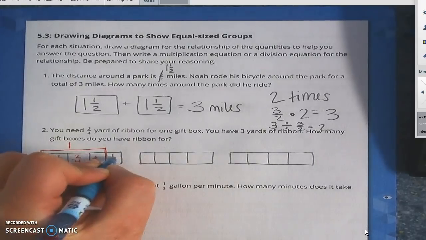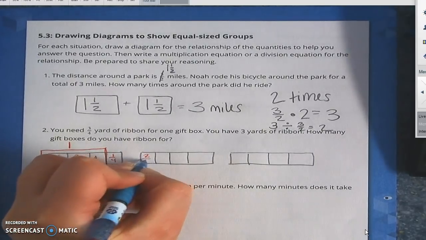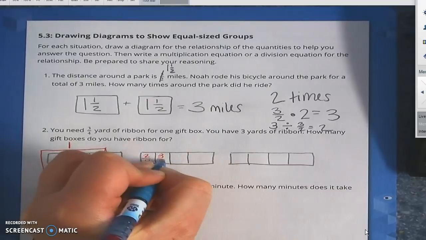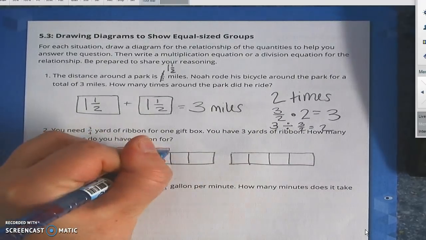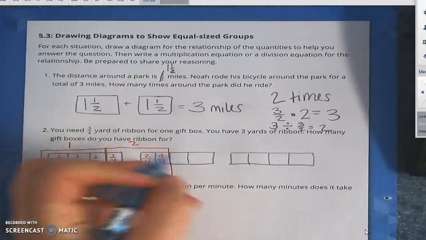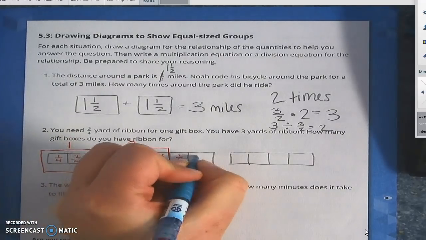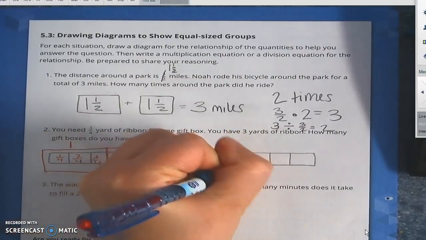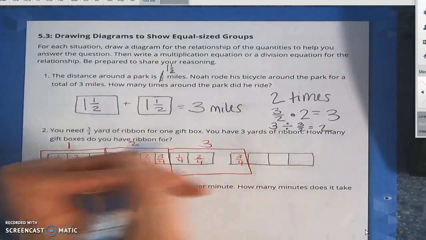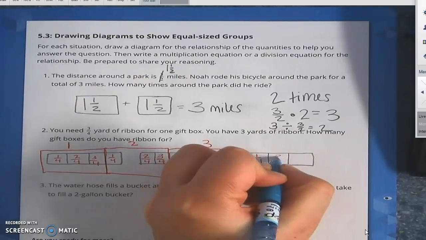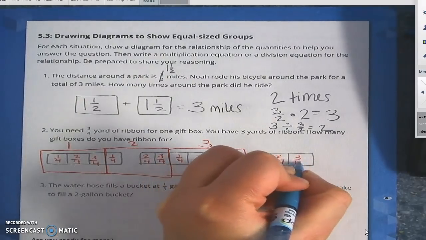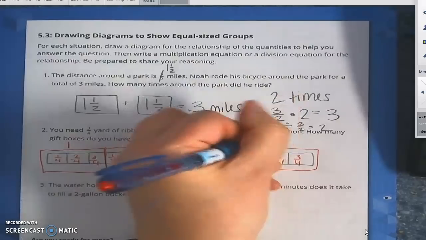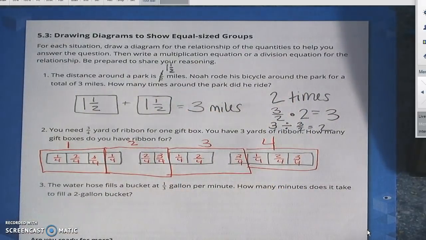Then I have another 1/4, 2/4, 3/4. So that makes 2 gift boxes. And then 1/4, 2/4, 3/4. I can make 3 boxes and 1/4, 2/4, 3/4. So I have enough ribbon for 4 gift boxes.